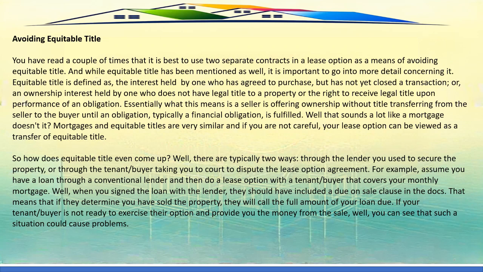For example, assume you have a loan through a conventional lender and then do a lease option with a tenant buyer that covers your monthly mortgage. Well, when you signed the loan with the lender, they should have included a due on sale clause in the docs. That means that if they determine you have sold the property, they will call the full amount of your loan due. If your tenant buyer is not ready to exercise their option and provide you the money from the sale, well, you can see that such a situation could cause problems.